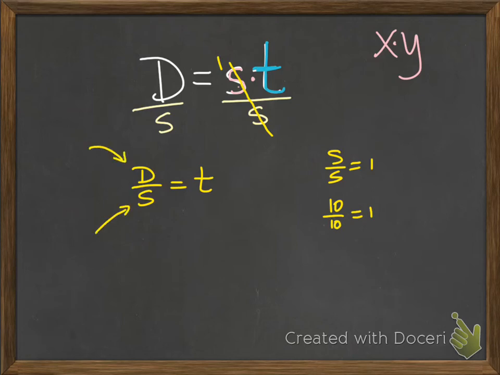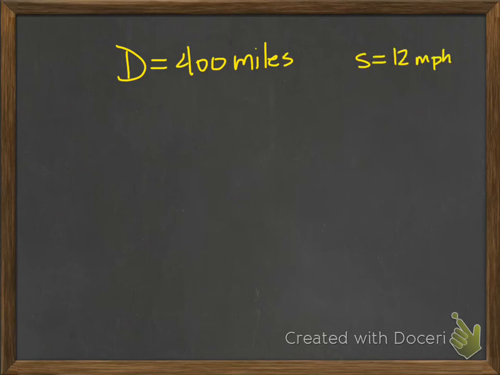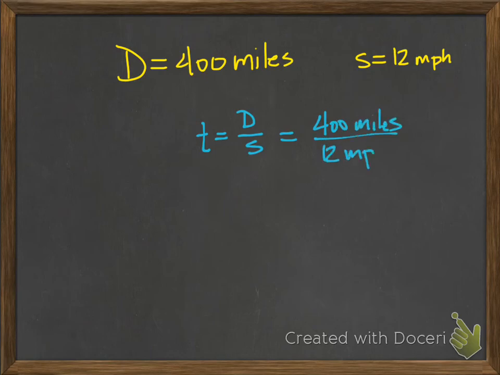So from our Jose example, Jose was 400 miles away. The speed was 12 miles per hour. Let me put the unit on there. 400 miles. Speed was 12 miles an hour. So we want to know time, so we go, okay, time equals distance divided by speed. So I just plug that in. I have 400 miles on the top. I have 12 miles per hour on the bottom.